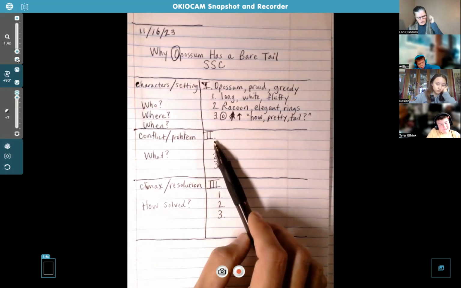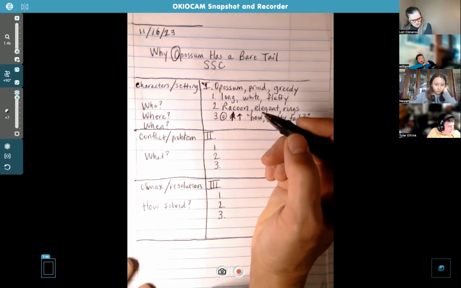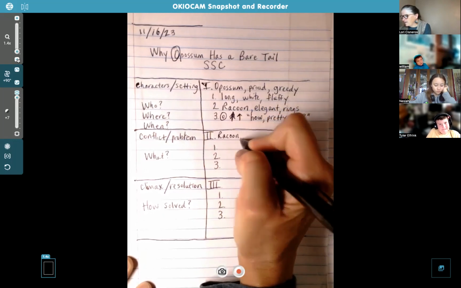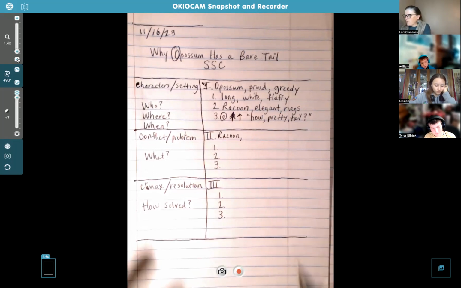Okay, now we're moving on to this part. So we're moving into the problem now, because we got the background set up, got the characters. They're in the forest. He's looking up in the tree, right? And then Raccoon, I'm going to put Raccoon next here. What does he plan, William? He's like, a cruel trick. A cruel trick.